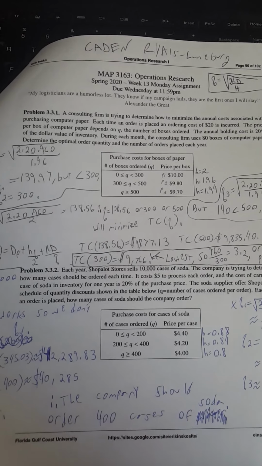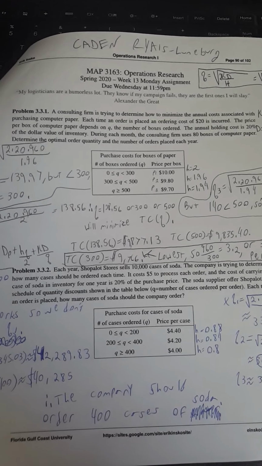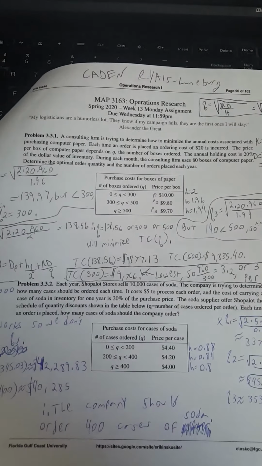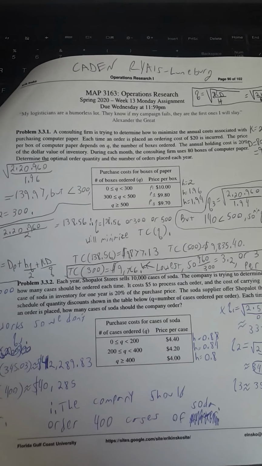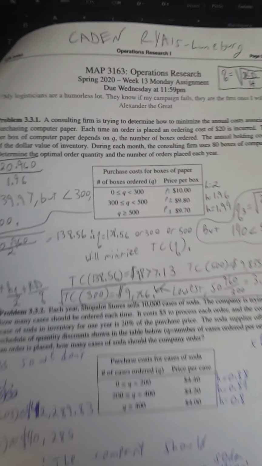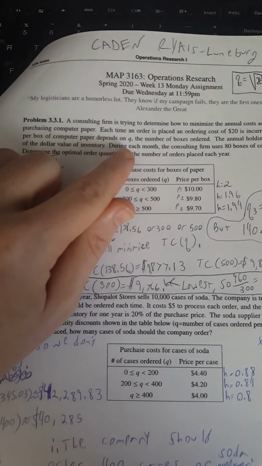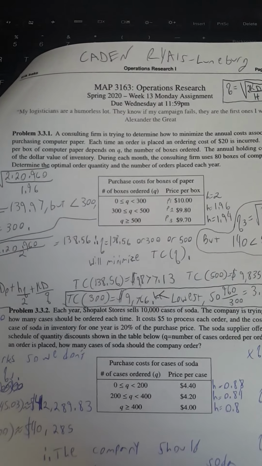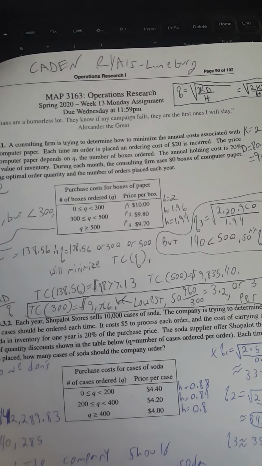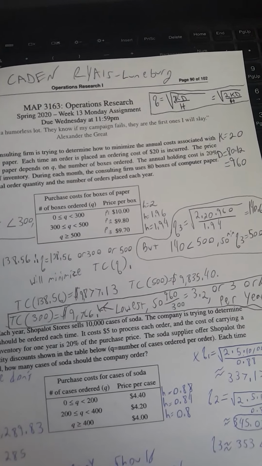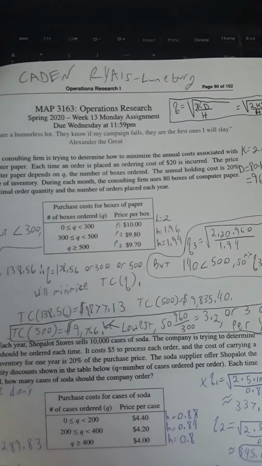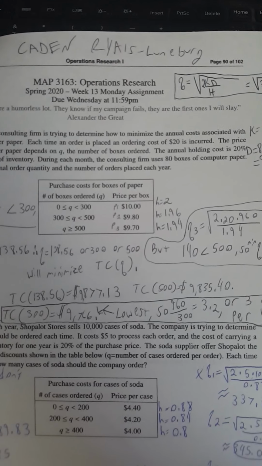So, it's a lot to unpack in that one problem. You can just ignore the mess beneath it. We'll go piece by piece. So, we're looking for Q. Each time an order is placed, $20 is incurred. So, K equals 20 because that is the ordering cost.